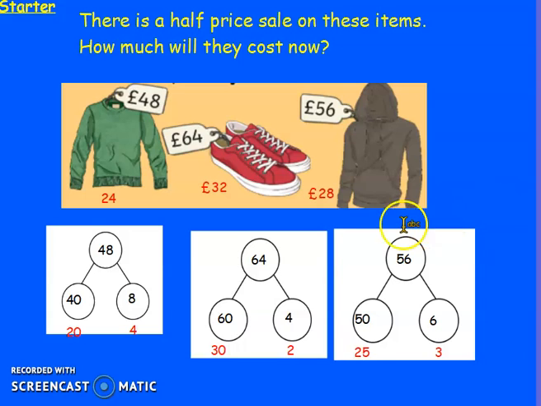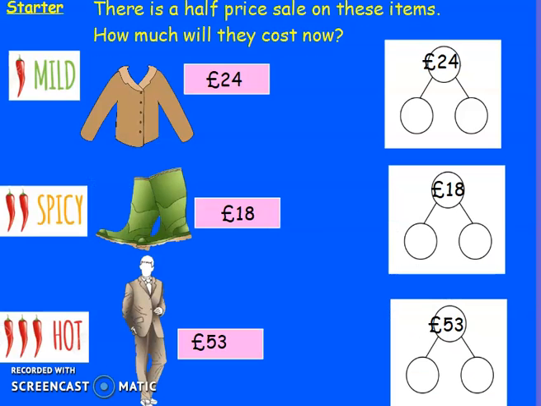So I've tried to model to you here how the part-whole model can help you with halving bigger numbers. Let's see if you can have a go yourself. So you'll see on the screen the 3 chilli challenge and 3 items that are in the half price sale. We've got a jacket, some Wellington boots and a suit. You need to partition the numbers using the part-whole model in your maths book and then halve them to find out the new price in the half price sale. See how many you can have a go at in a few minutes. Pause the video to work through and press play to go through the answers. Off you go.